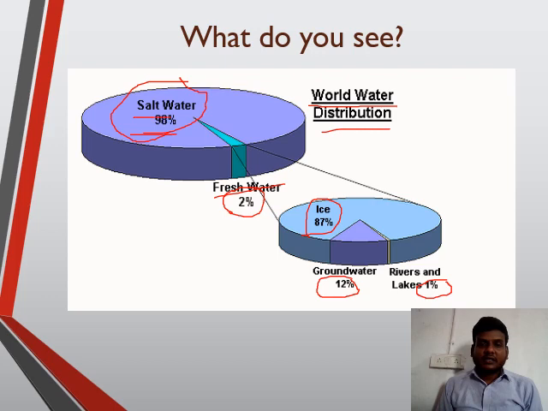Remember, 98% is salt water, only 2% is fresh water. Of that 2%, 87% is in ice form, and 12% is groundwater. We use water for drinking purposes and washing purposes. And rivers and lakes are only 1%.